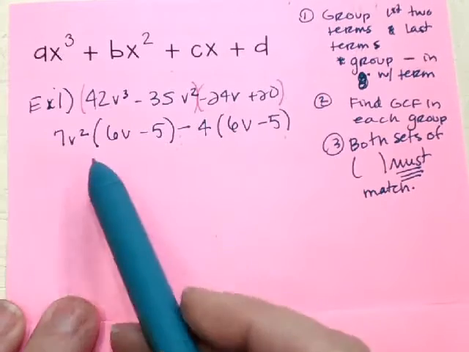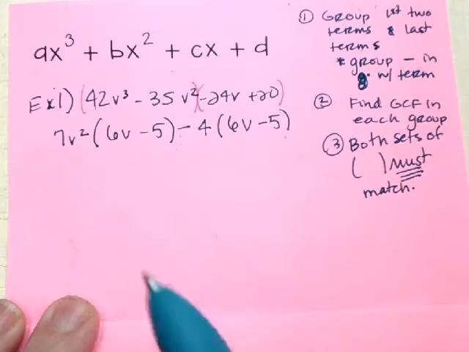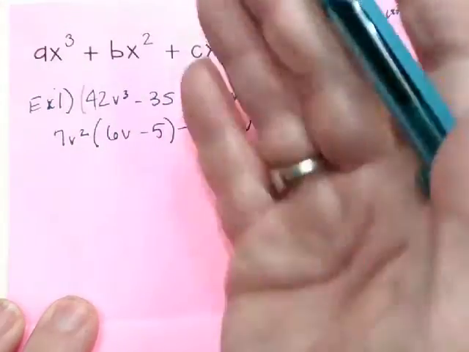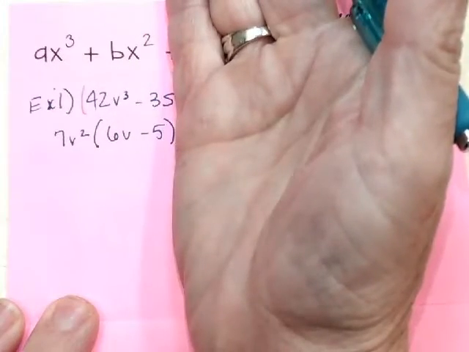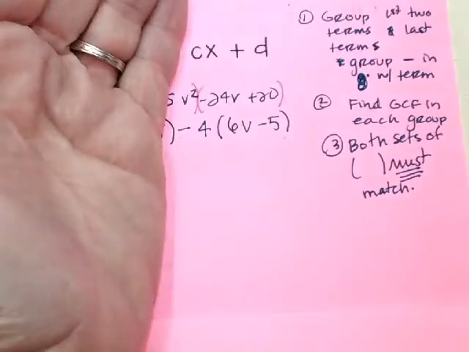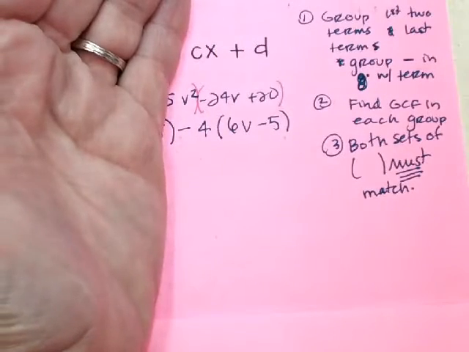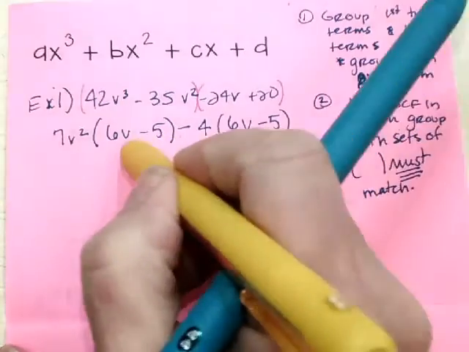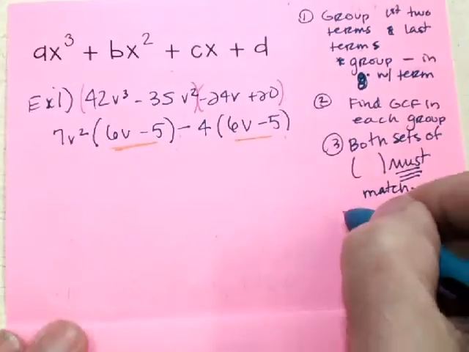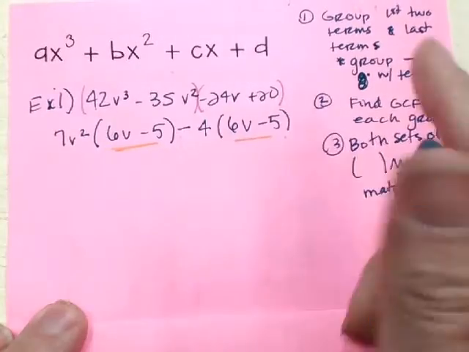Okay, so now what happens is those parentheses, here's a term, 7v squared times 6v minus 5, and here's a term, negative 4 times 6v minus 5. This set of parentheses becomes my common factor. This is my greatest common factor for these two terms.